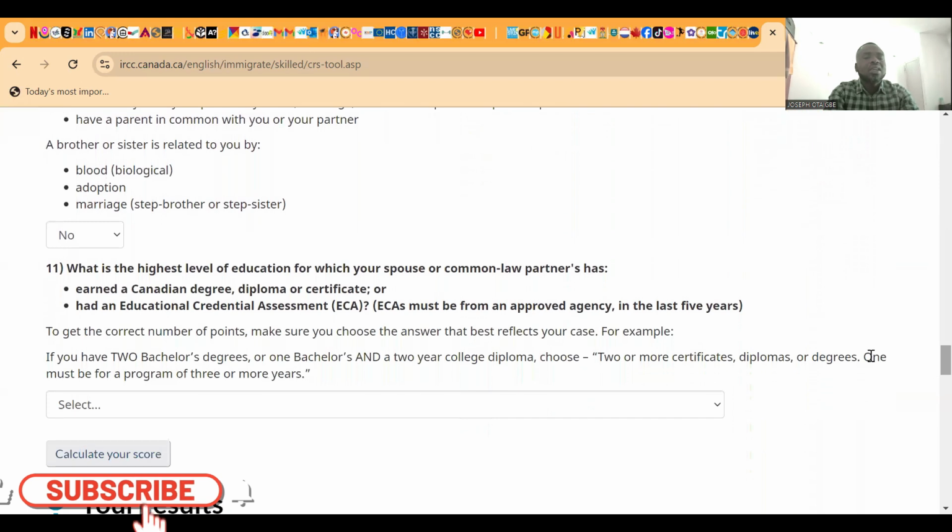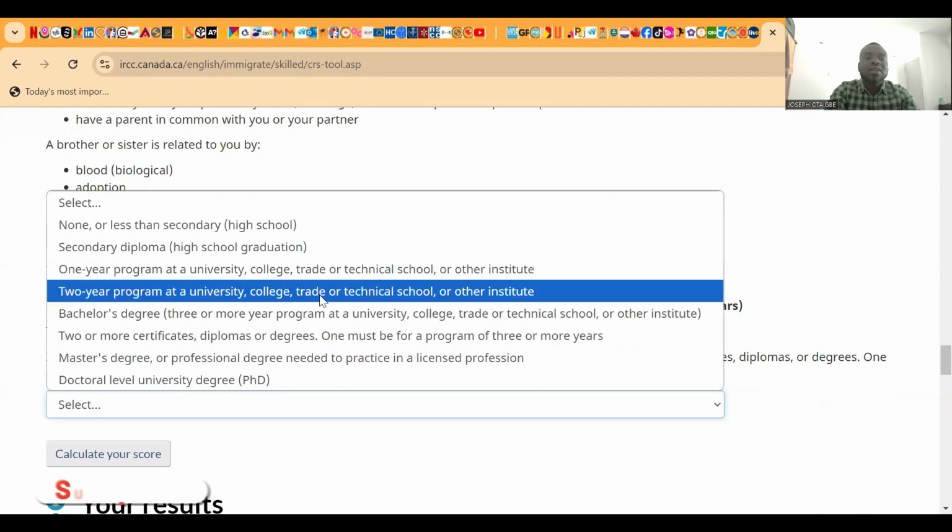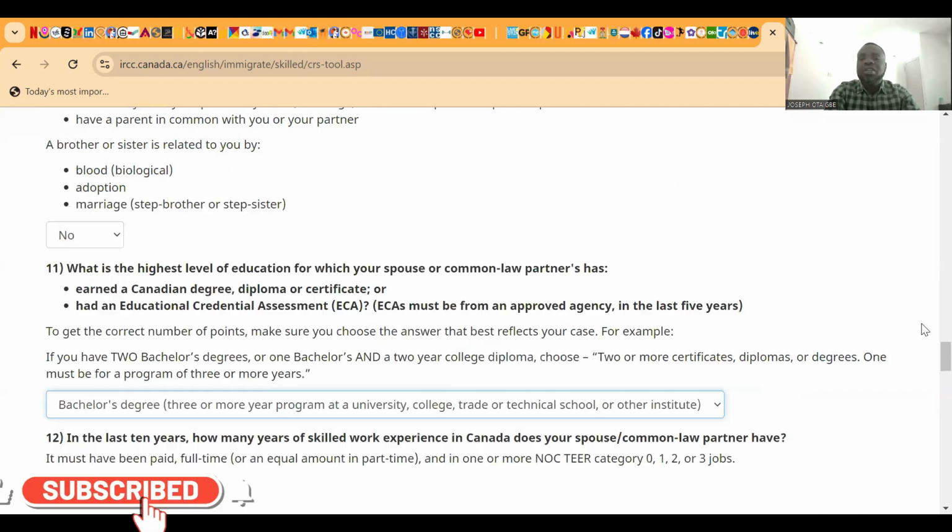Then we now look at here, what's the highest level of education your spouse or common law partner has? Now, let me pretend or assume your spouse also has a BSc. You get 3.